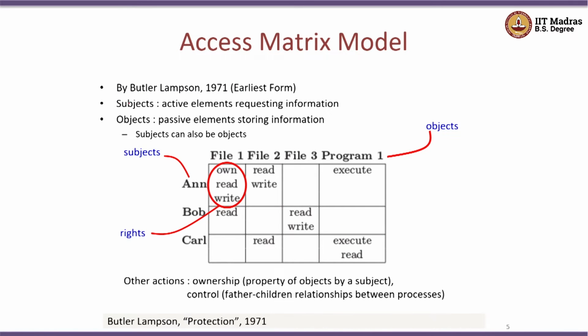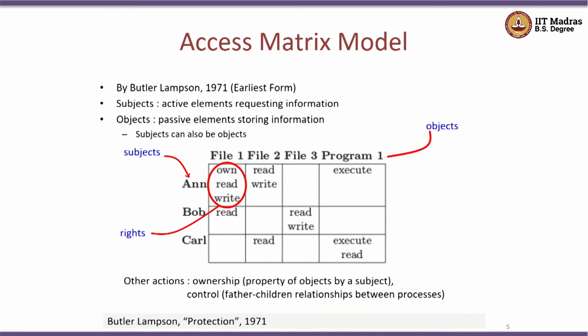So we look at one of the earliest discretionary access control policies, known as the access matrix model, right? This particular model was introduced by Butler Lampson in 1971. Here the subjects are active elements requesting some information, and objects are passive elements. It's represented as a matrix. We have subjects, in this particular case users like Anne, Bob, and Carl, and the columns of this matrix are the objects. For instance, these are file 1, file 2, file 3, and program 1, right? In each corresponding cell, we fill in what a particular subject can do on a particular object.